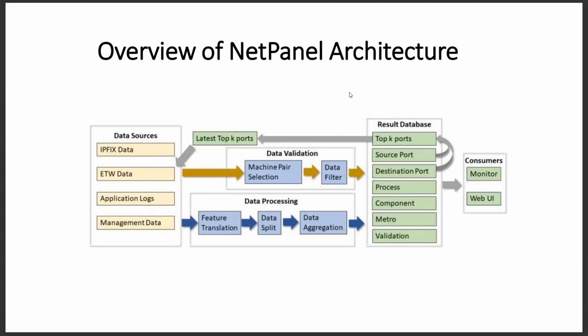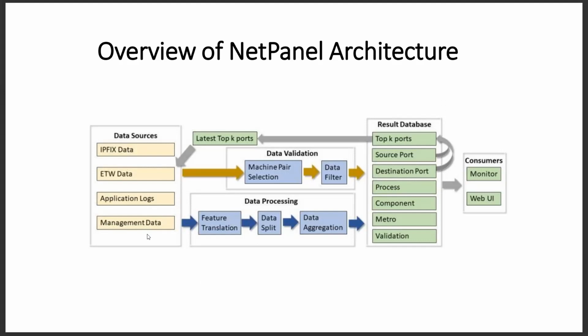And in data processing, we have feature translation, data split, and data aggregation. So here in the data sources, the first one, IPFIX data, provides information about the network traffic flow. The ETW data gives us valuable insights into system events and also its performance. The third one, application logs, contain important application-specific information. And the last one, management data, helps us in monitoring and managing the system.